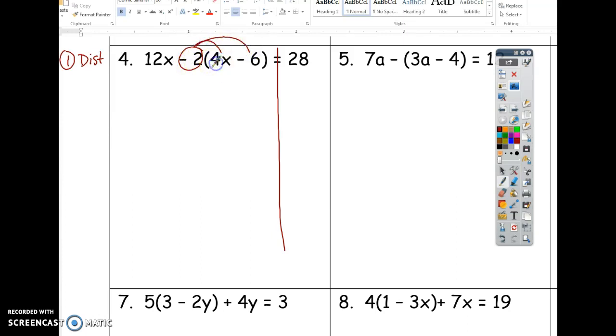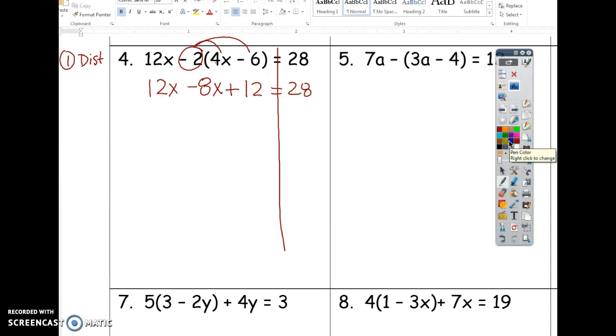Negative 2 times 4 is negative 8x. You do negative 2 times 4 on the calculator. And then negative 2 times negative 6 is a positive 12. Again, you put the negative 2 in the calculator times negative 6. Remember, the sign goes with it. So negative times a negative gives you a positive. That's why my sign changed here. Okay? Everything else, you just bring it down. 4x plus 12 equals 28.